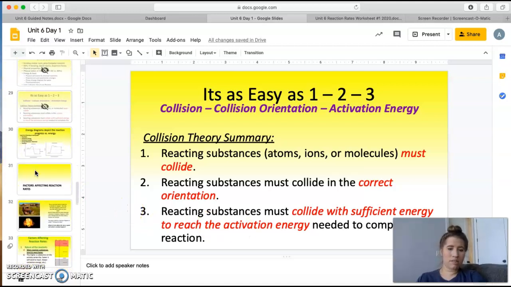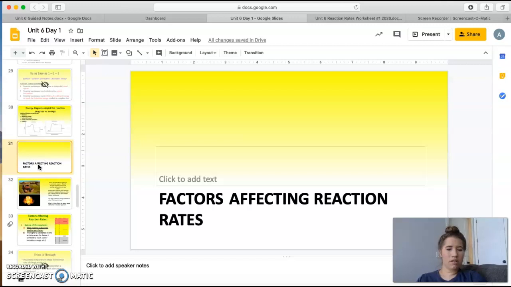All right, second half. What factors affect reaction rates?